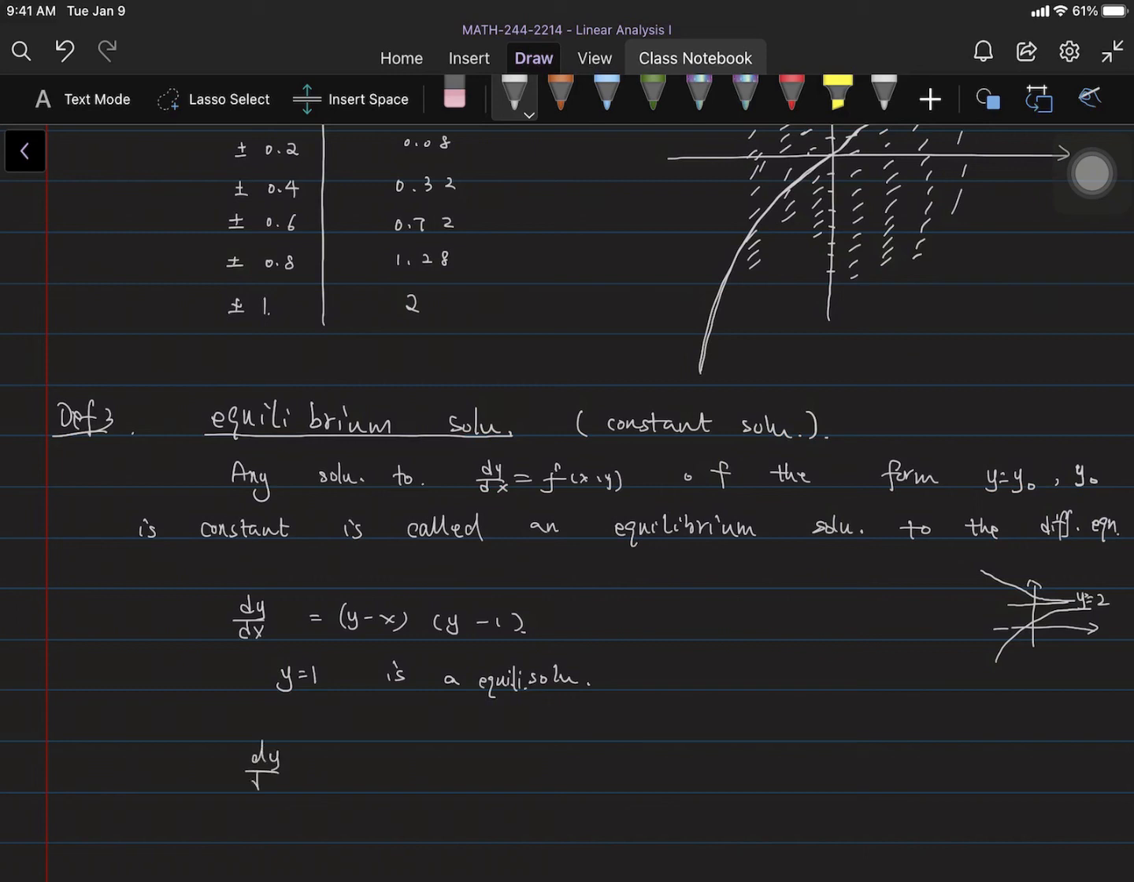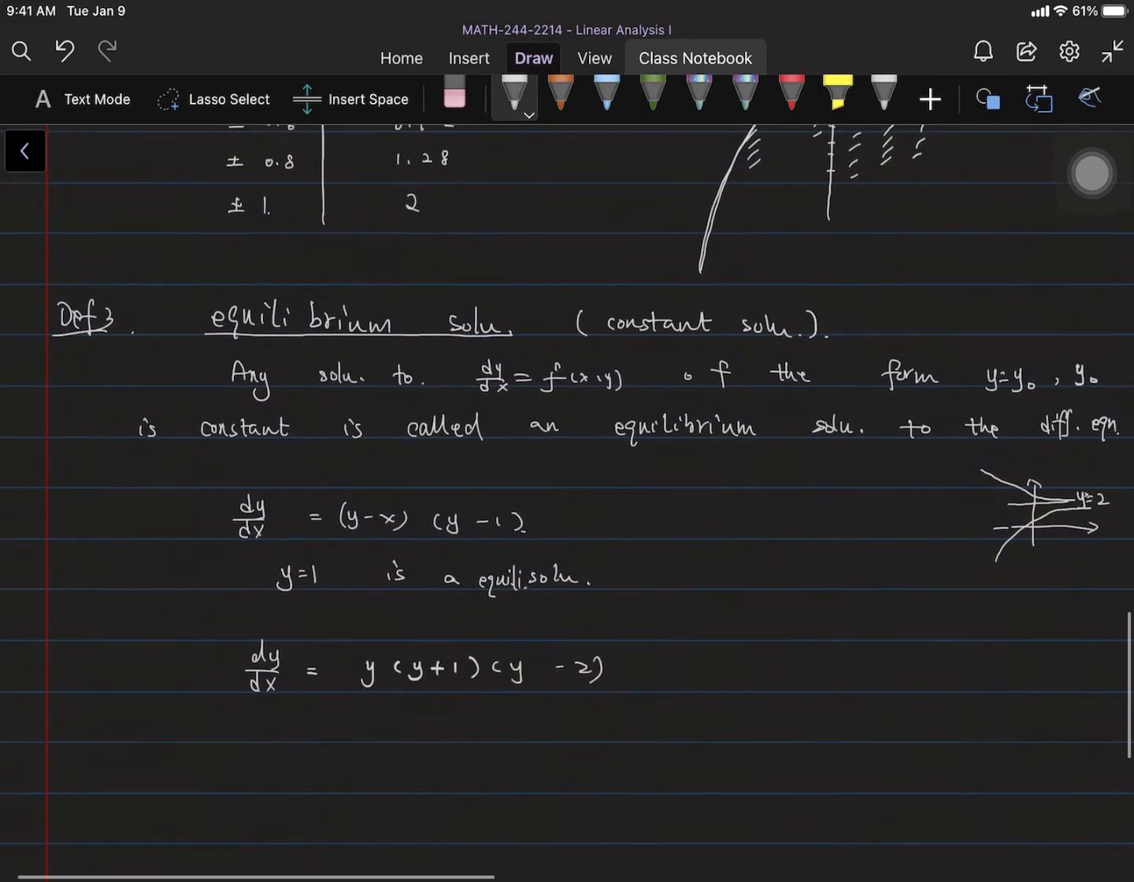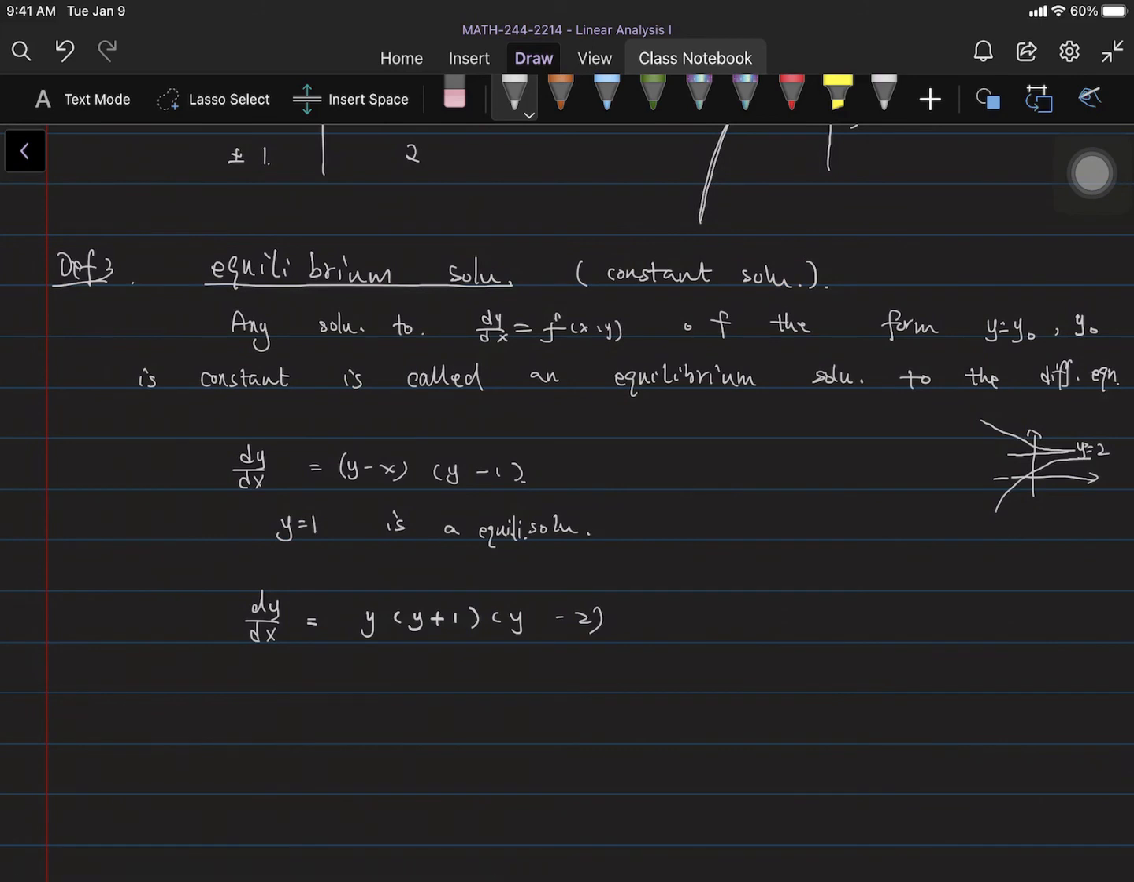And I can give you more examples like this one: dy/dx equals (y plus 1)(y minus 2). In this case, we have 3 equilibrium solutions: y equals 0, y equals -1, and y equals 2. So that just means equilibrium solution.